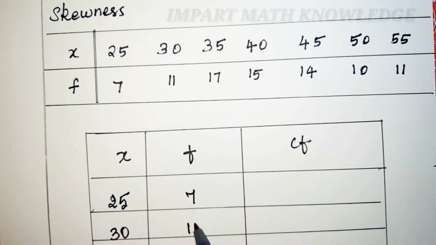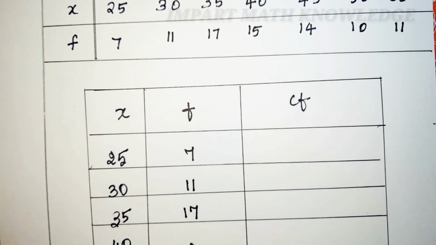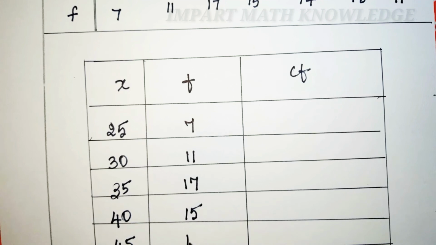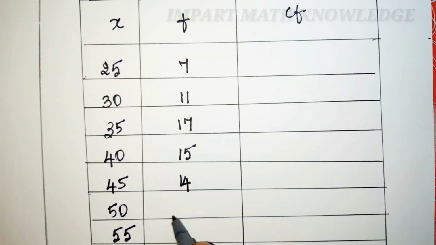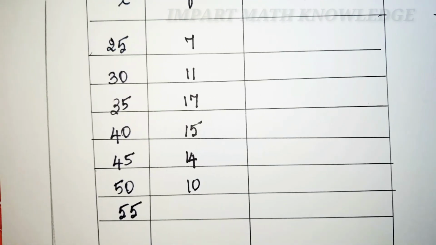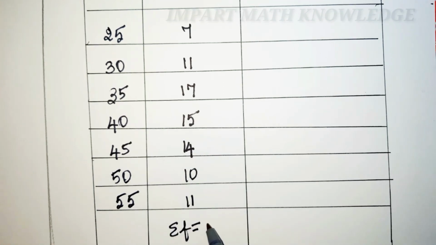Frequencies are 7, 11, 17, 15, 14, 10 and 11. Total frequency is 85.